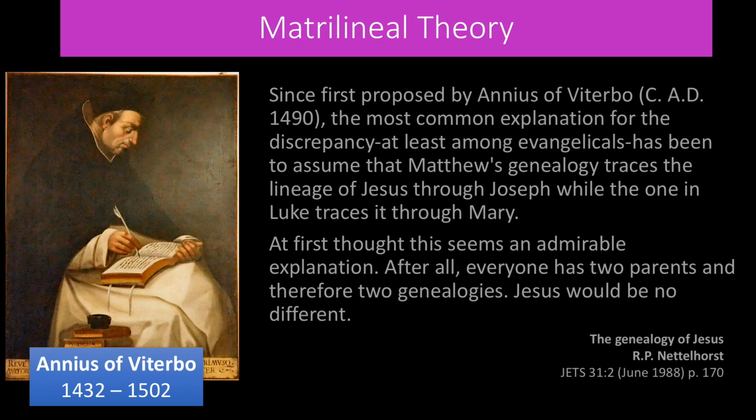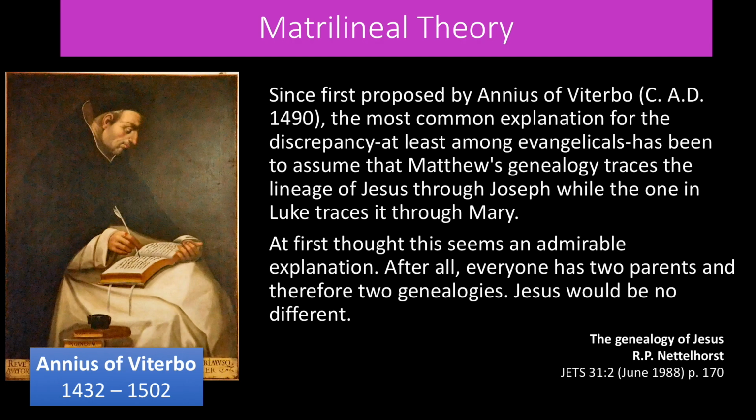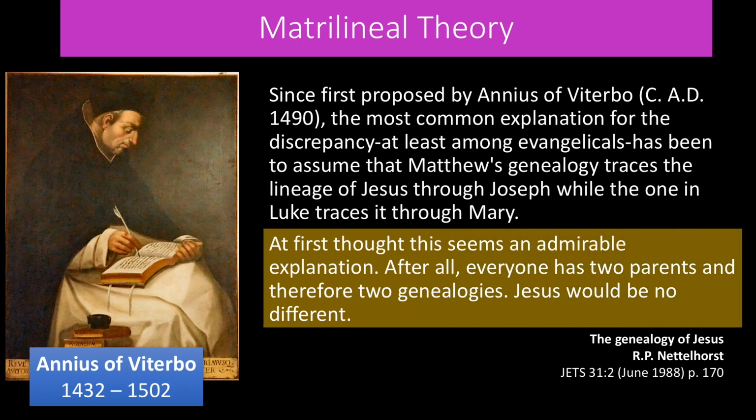Nettelhorst writes the following: "Since first proposed by Aeneas of Viterbo, AD 1490, the most common explanation for the discrepancy, at least among evangelicals, has been to assume that Matthew's genealogy traces the lineage of Jesus through Joseph, while the one in Luke traces it through Mary. At first thought, this seems an admirable explanation. After all, everyone has two parents and therefore two genealogies. Jesus would be no different."